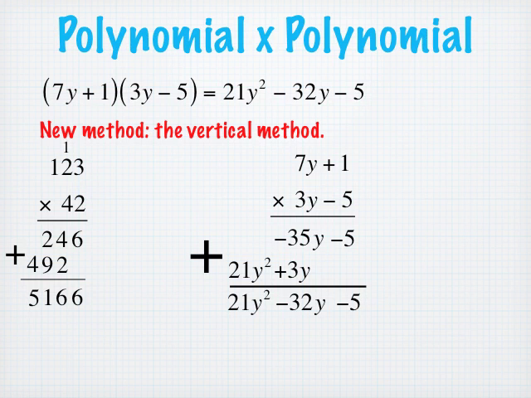So obviously it's the same answer as I had before, and if you just have a binomial times a binomial, it's probably just as easy to do FOIL, but as soon as you have a longer polynomial, it's a lot easier to do the vertical method, so it's well worth learning. Okay, we will do some examples using both methods in just a minute.